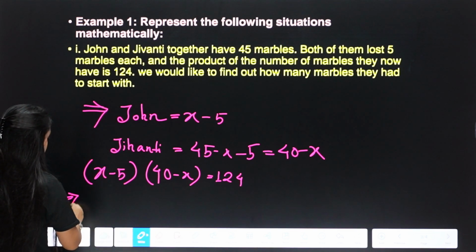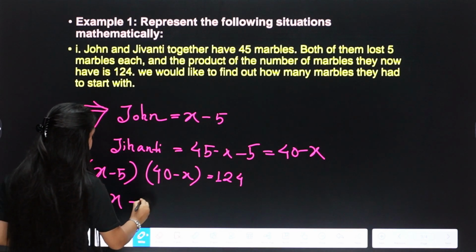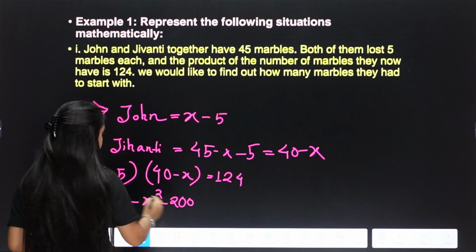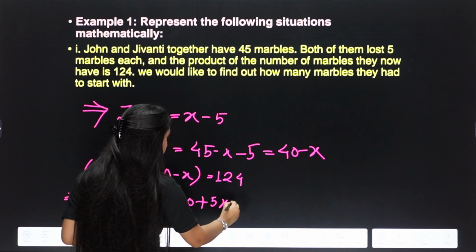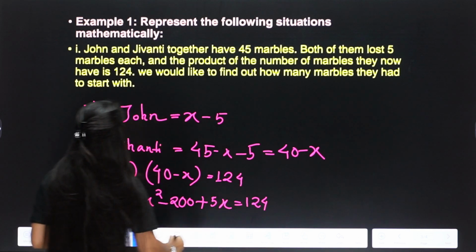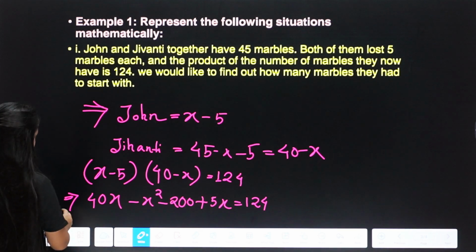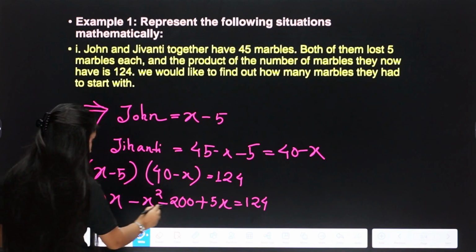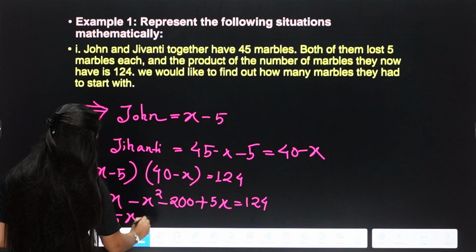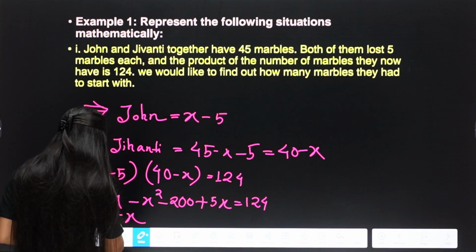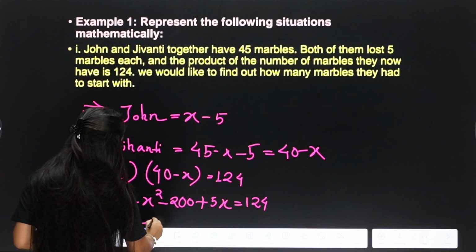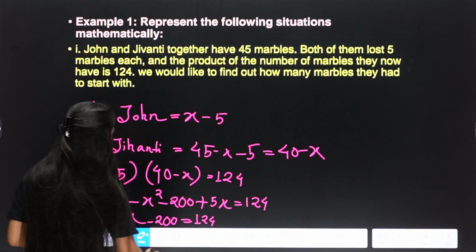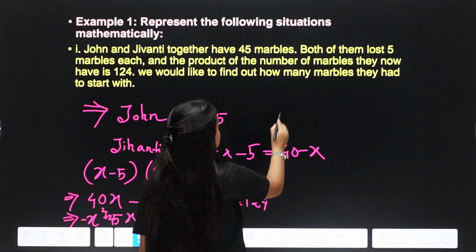So it will be 40x minus x square minus 200 plus 5x is equal to 124. So we will just simplify it, that is minus x square plus 5x plus 45x and minus 200 is equal to 124.